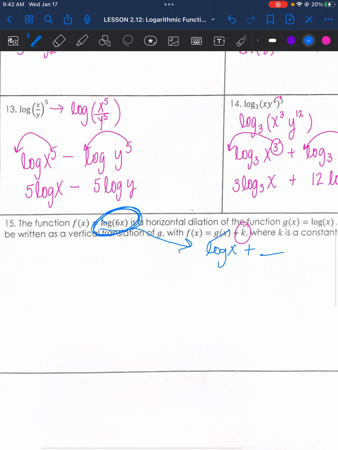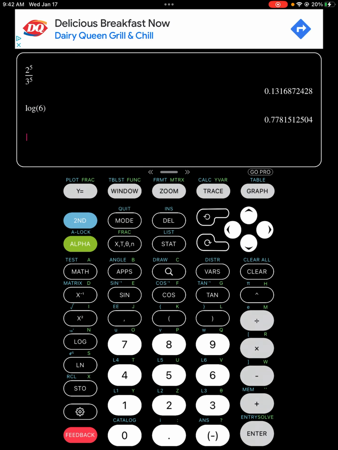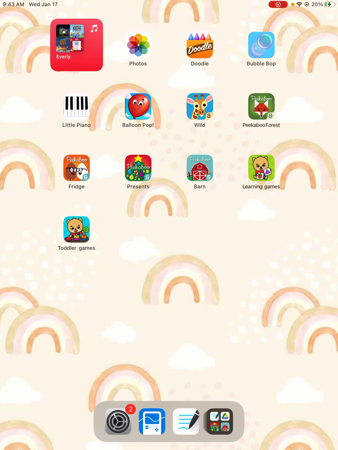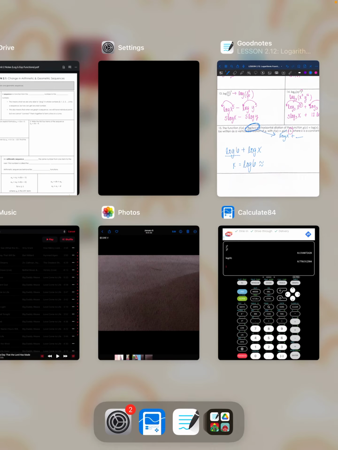I know that log of 6x is the same as log of 6 plus log of x because of my log rules. Log of 6 is a number. It's a decimal, but it is a number. Log of 6 is 0.778. So that answers my question. K is log of 6, which is approximately equal to 0.77815.